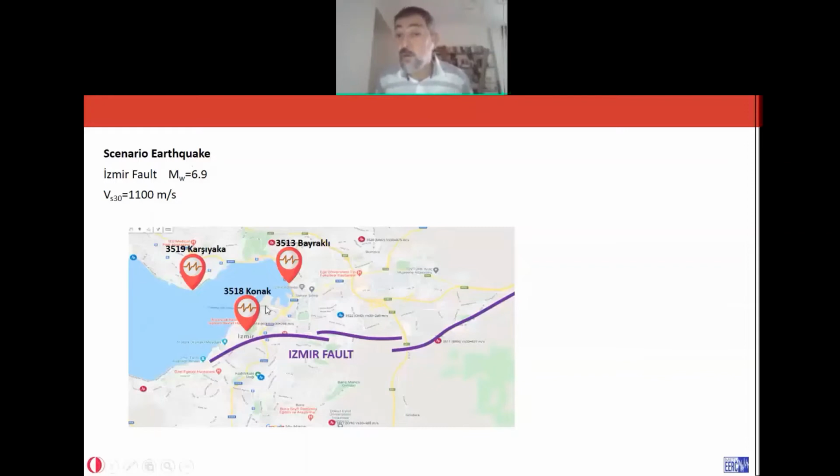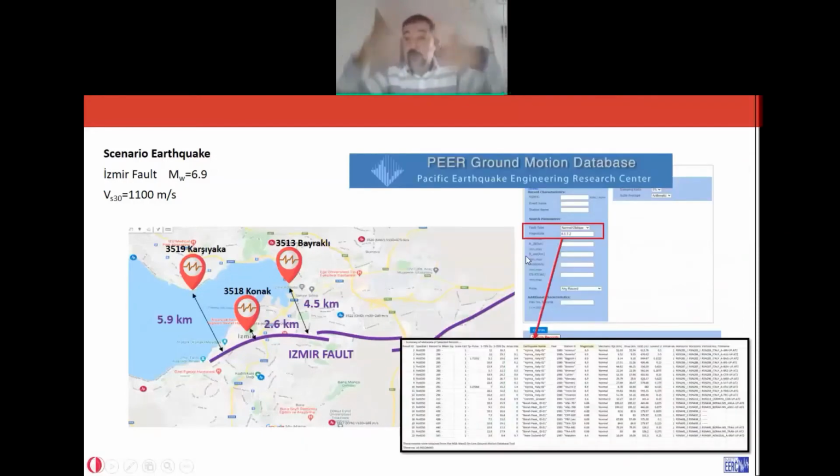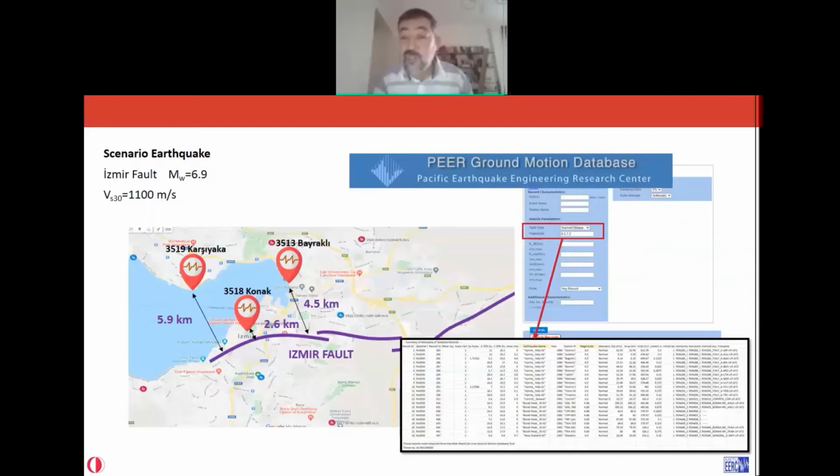A magnitude 6.9 event on the Izmir fault at rock sites. We expected to see what happened at those rock sites. These are our predictions using ground motion prediction equations. Don't forget that ground motion prediction equations are unconservatively biased for Izmir Bay. Real rock sites in Izmir Bay love to amplify long periods. Usually, this is not something that we expect from those sites.